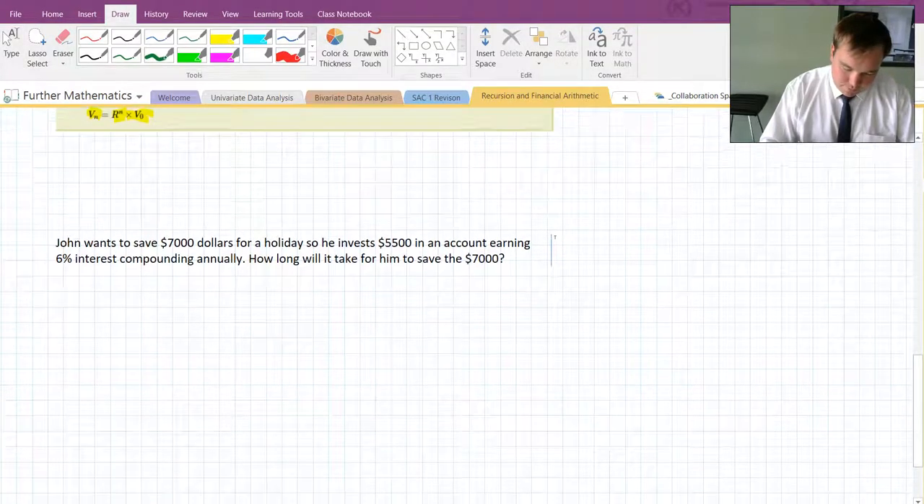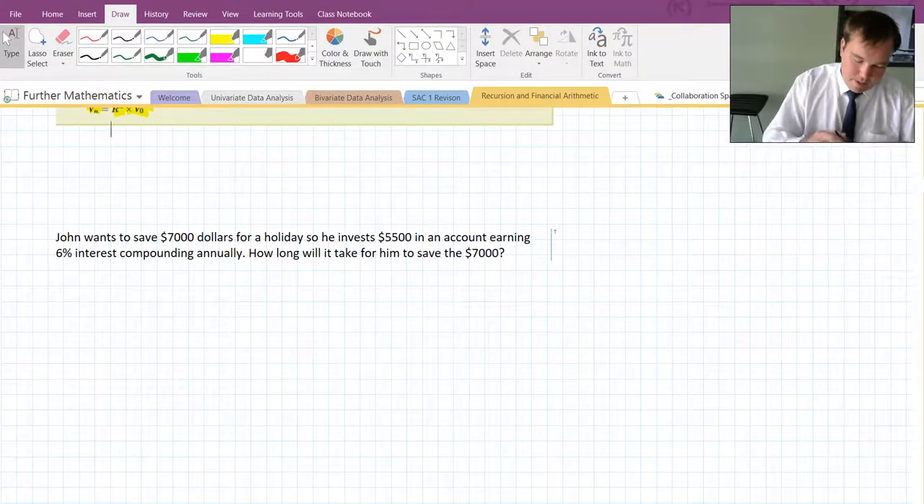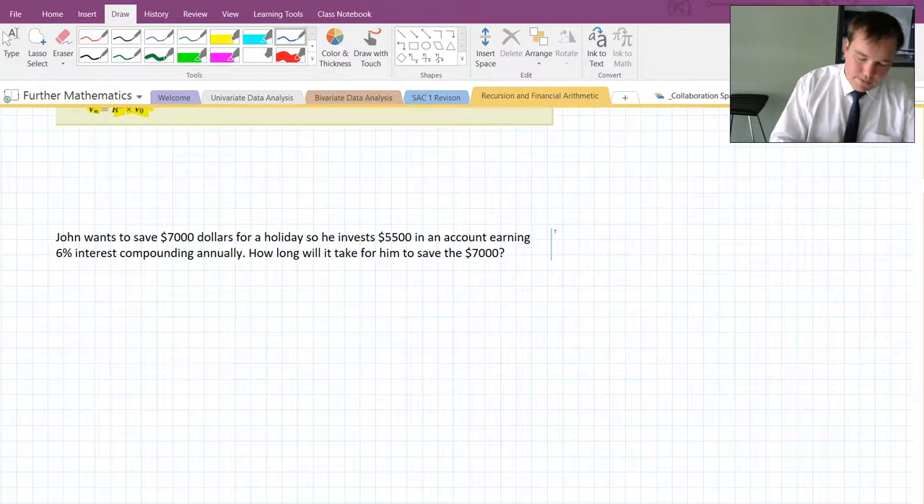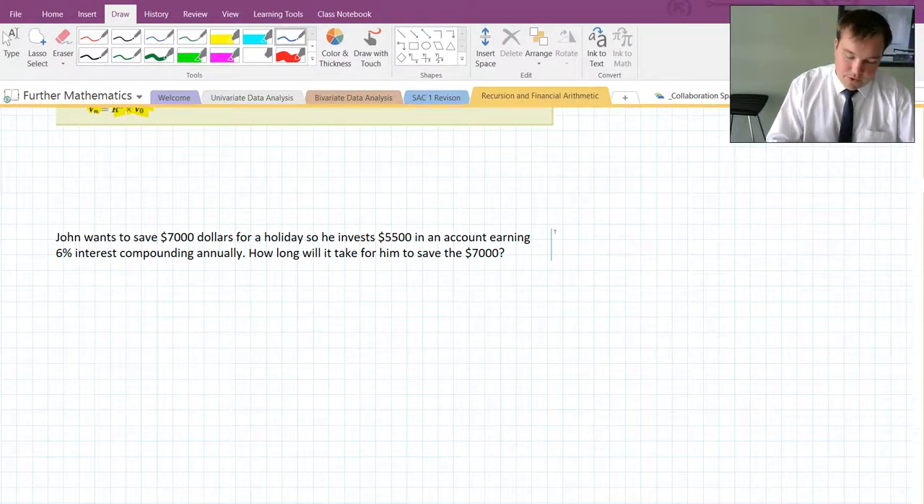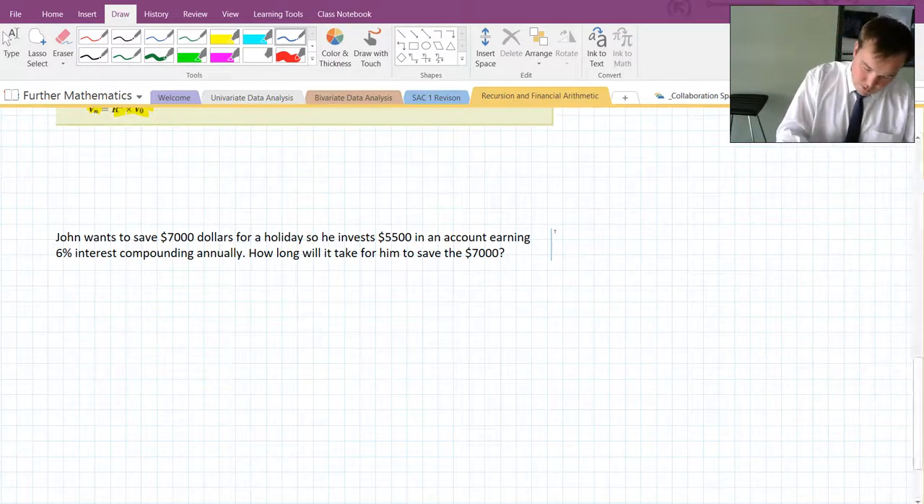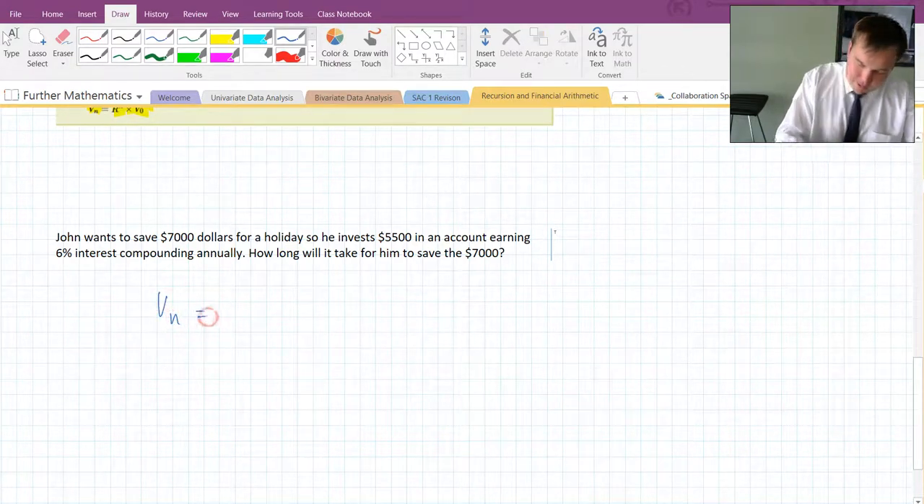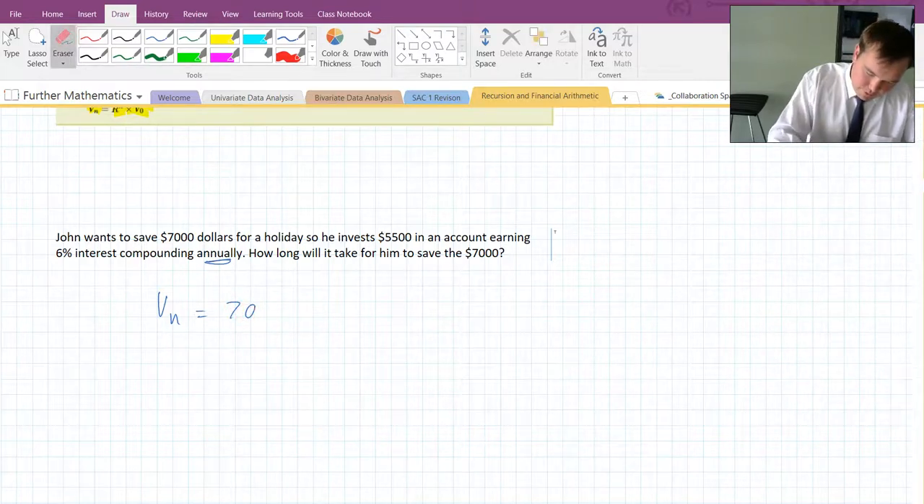Alright, so how do we use that to model this? John wants to save $7,000 for holidays, so he invests $5,500 in an earnings account that earns 6% compounded annually. Now, how long will it take him to save $7,000? Well, let's think about the rule for this. The rule to get to the value at the nth year, because it's annually, will be equal to the initial value, 7,000. Sorry, 5,500 is the initial value.